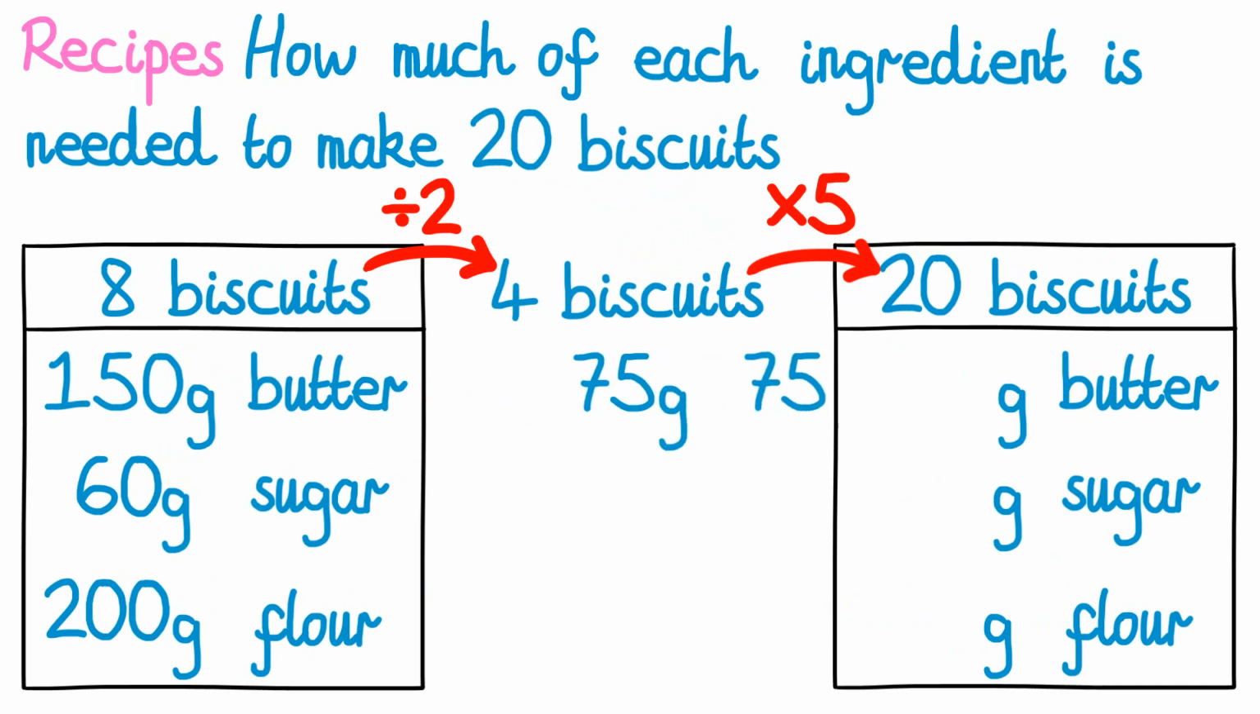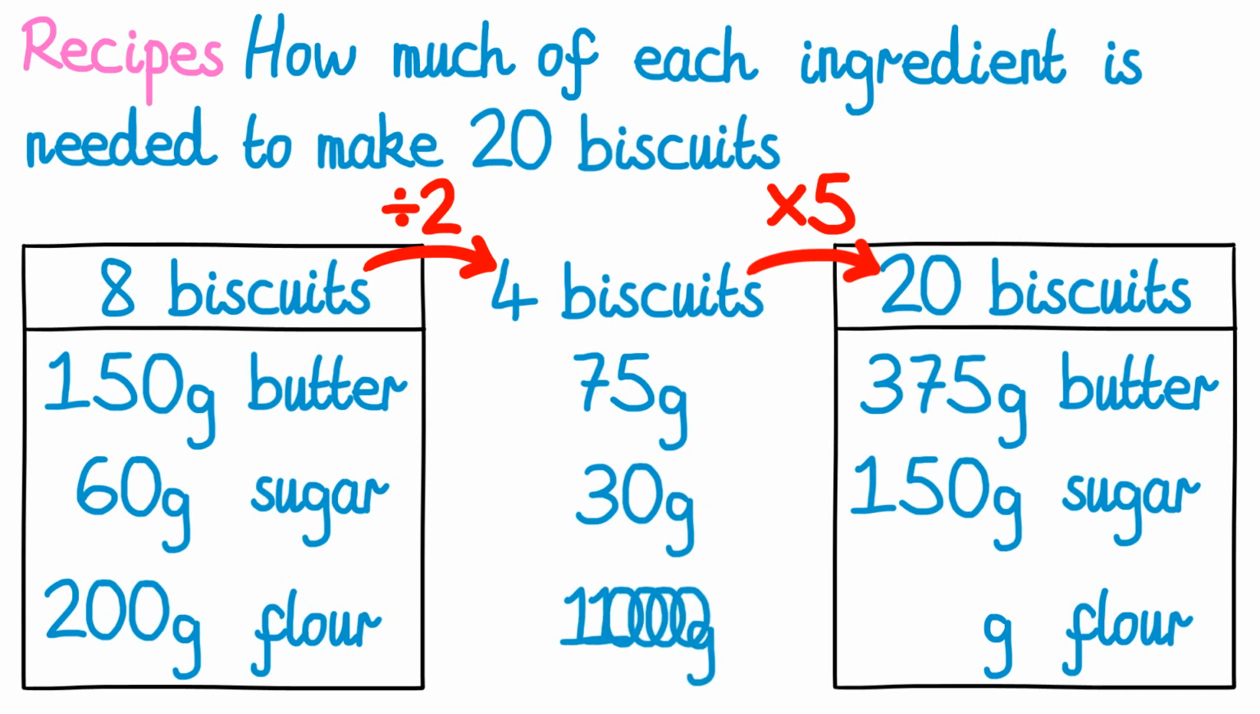150, divide by 2, then times by 5. 60, divide by 2, then times by 5. 200, divide by 2, and times by 5.